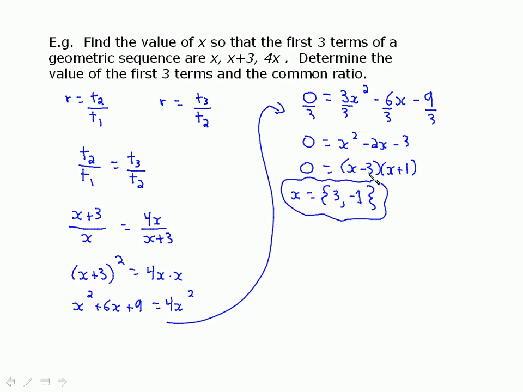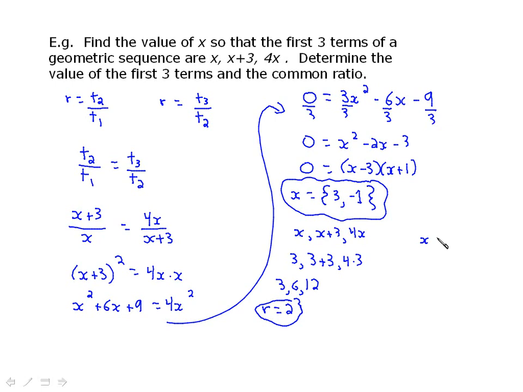Now that's the first part of the question. To find the value of the first 3 terms, we just substitute in. Since we have x, x plus 3, and 4x, now we're going to get 2 sequences from this. For x is equal to 3, we'll get 3, comma 3 plus 3, comma 4 times 3. So that's 3, 6, 12. So your common ratio is equal to 2. Now I'm not doing a lot of work with it, but by inspection, 6 divided by 3 is 2.